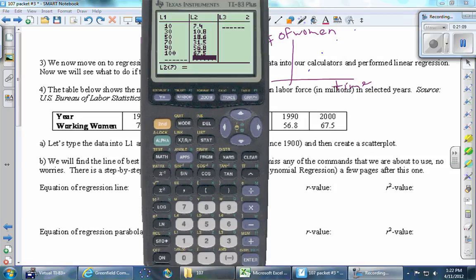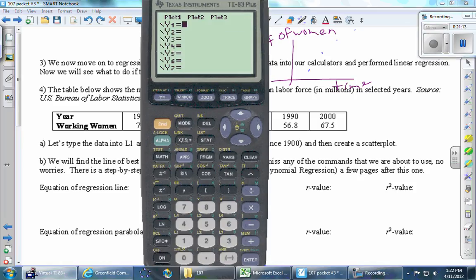Okay, so once we've typed in the data, we're going to go into y equals. First, clear anything that you have typed in there. And if you want to put the scatter plot on, the easiest way is to just go up to highlight Plot 1, and then push enter, and you can see it's now solid.